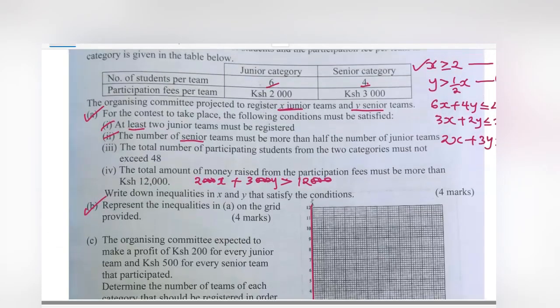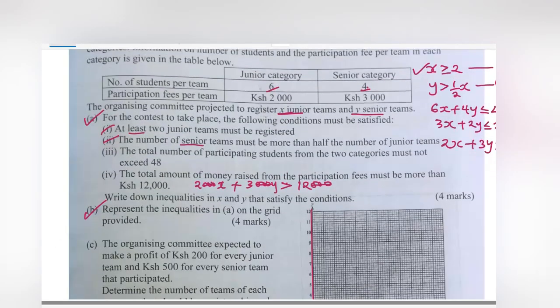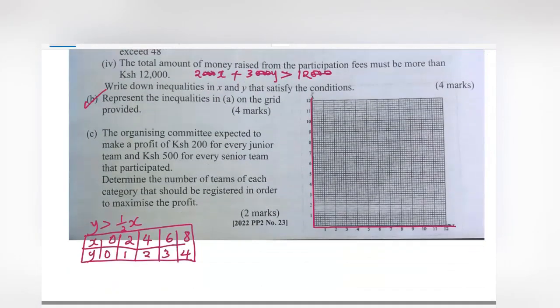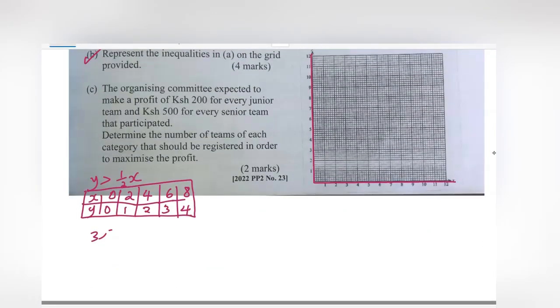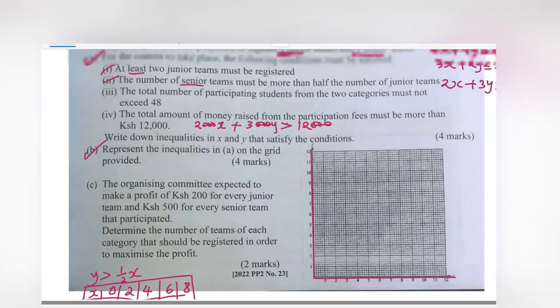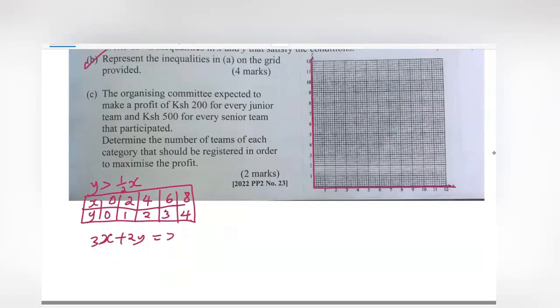For the third one, where we have 3x plus 2y equal to 24, we can assume that the value of x is 0, then y is going to be equal to 12. And if we assume that the value of y is 0, then the value of x is going to be 8, and that is going to be the table anyway.